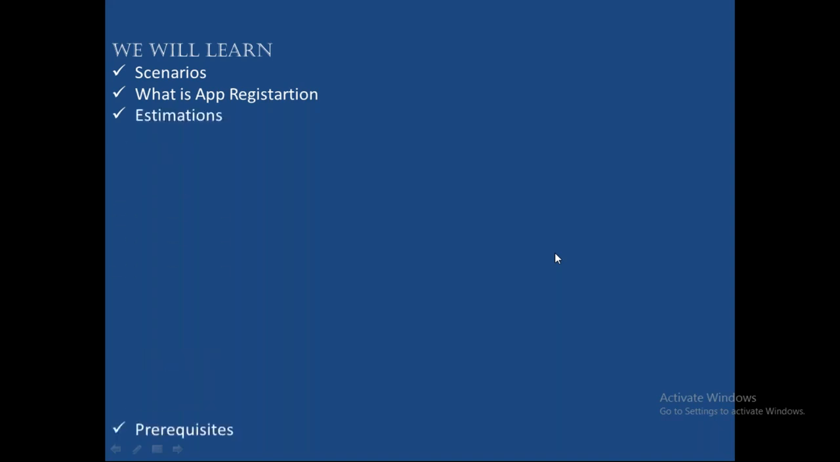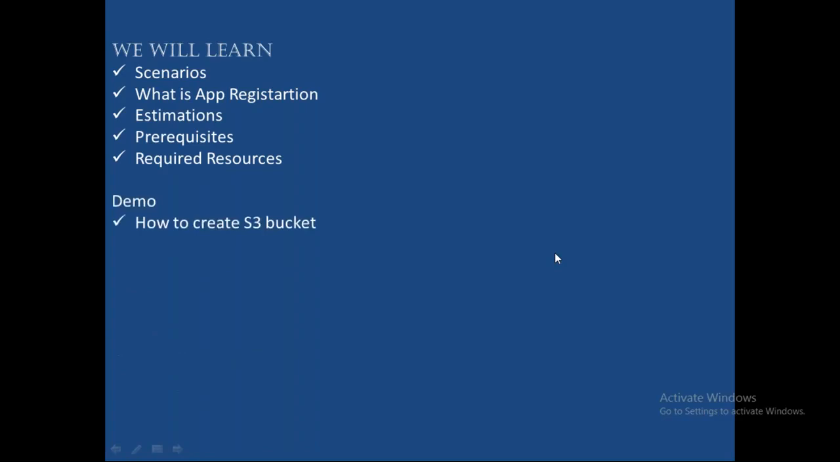Next, estimations, prerequisites and required resources. So we are going to discuss those things. In the demo, we will see how to create an S3 bucket. So we have blob storage, data lake storage Gen1, data lake storage Gen2. These are the storages, right? S3 is also storage. S3 means there are three S's. That's why it is called S3.